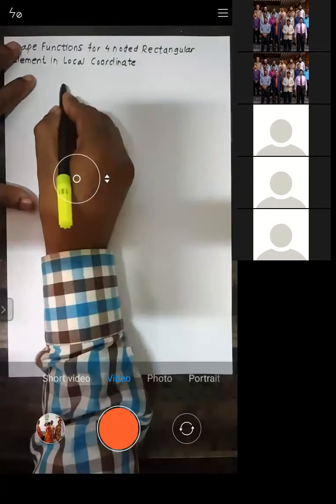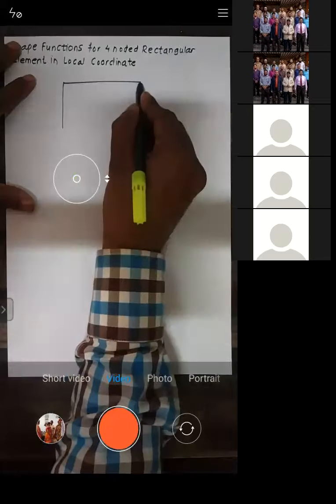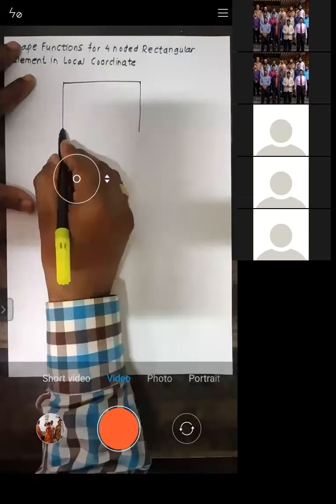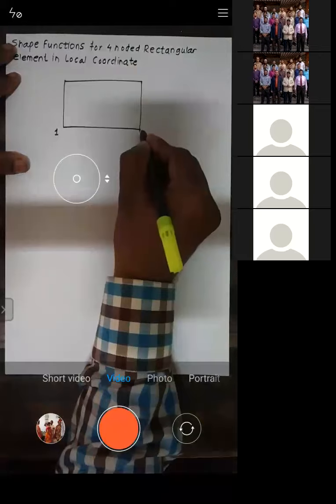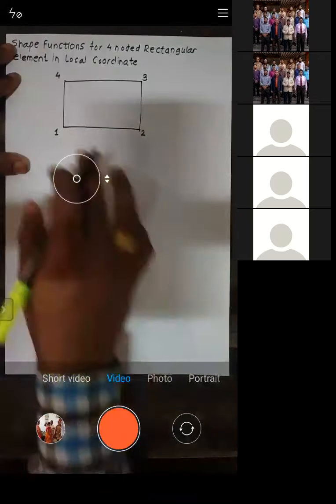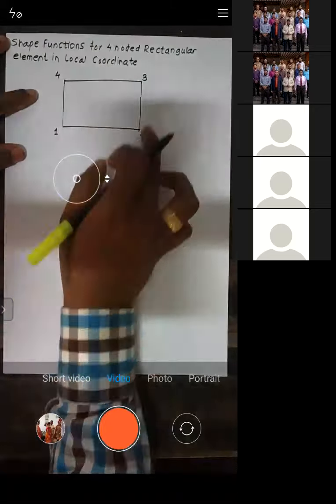Consider this rectangle. This is basically a rectangle. We should have how many nodes? We should have 4 nodes. So let this be node 1, node 2, node 3, and node 4. Consider this rectangle with 4 nodes 1, 2, 3, and 4.